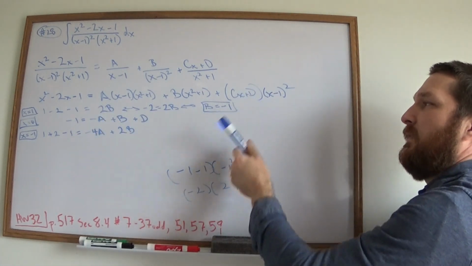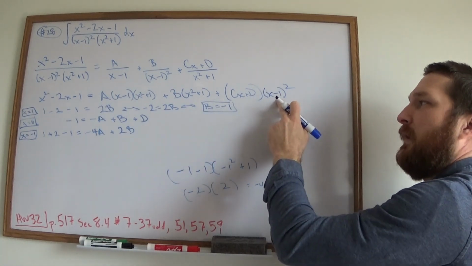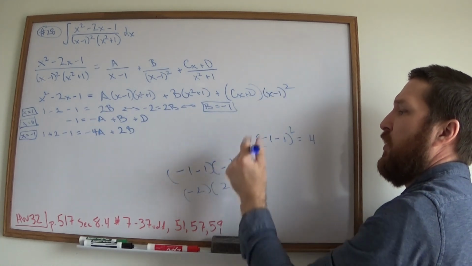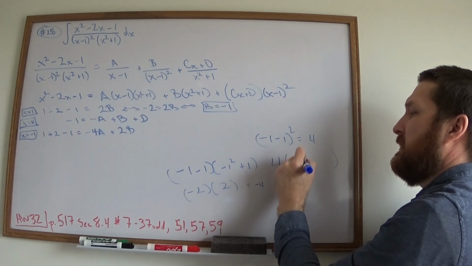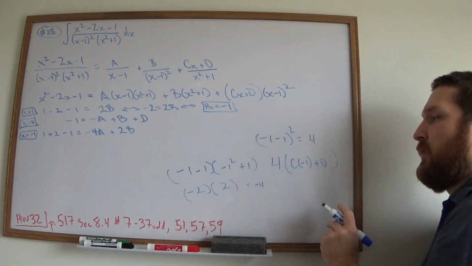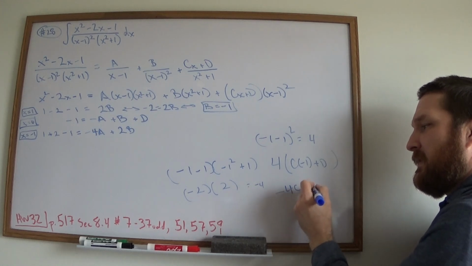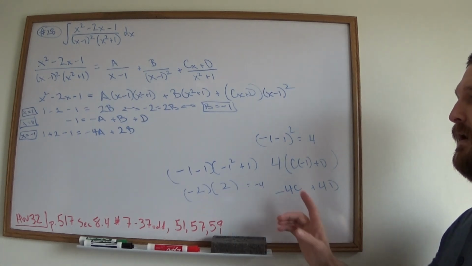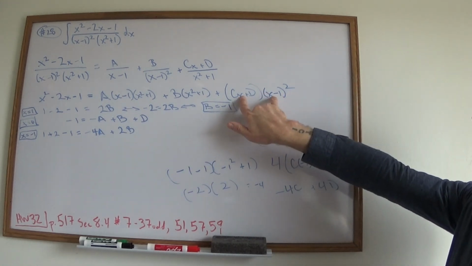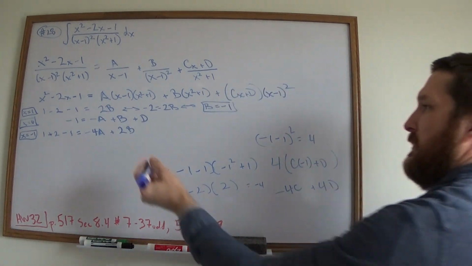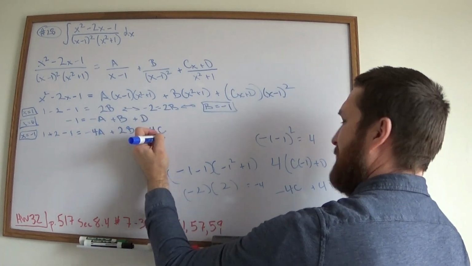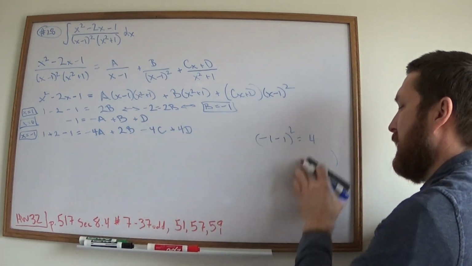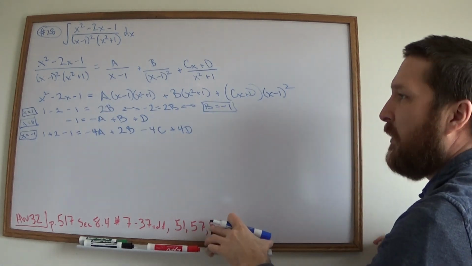Now, okay, so hold on. -1 minus 1 squared is 4. So that's 4 times c times minus 1 plus d. So that's minus 4c plus 4d, right? Let's just say again, I'm plugging in a minus 1 into here. And when I do that, I should get minus 4c plus 4d. How many equations do we have? 3. We need one more equation.